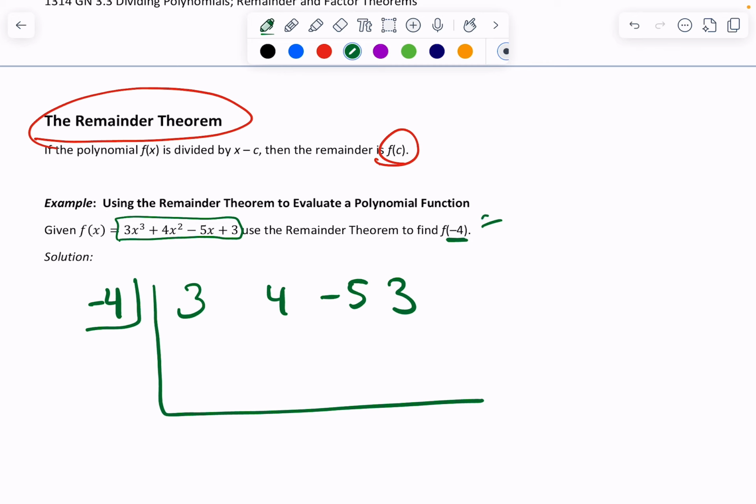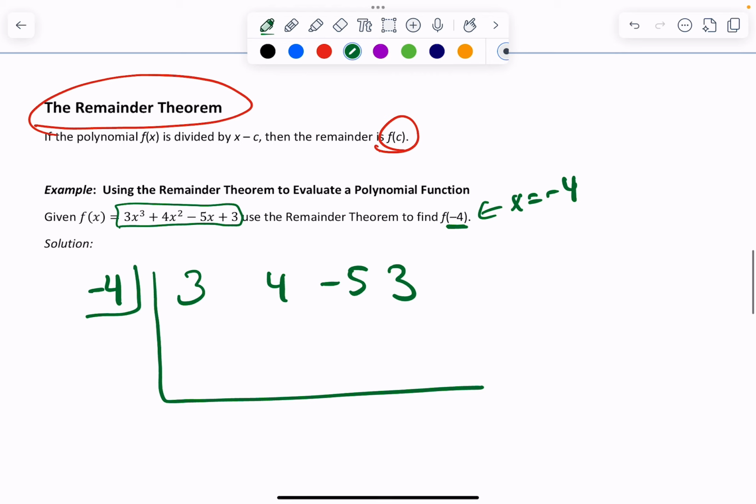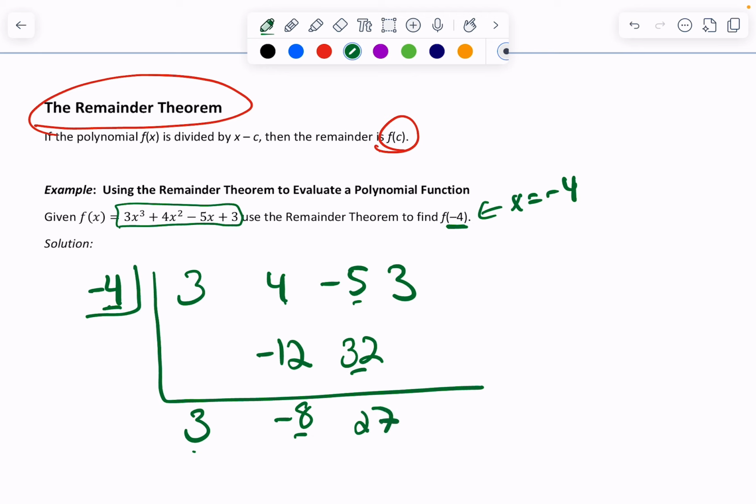Again, because x is -4, we can use that as the divisor. Same thing, we bring the 3 down. We multiply 3 times -4, which is -12. We add 4 minus 12, which is -8. -8 times -4 is 32. We add -5 plus 32, which is 27.